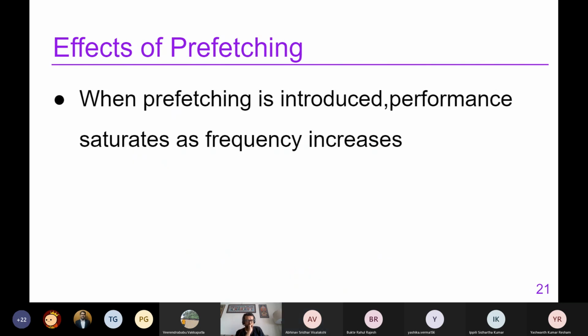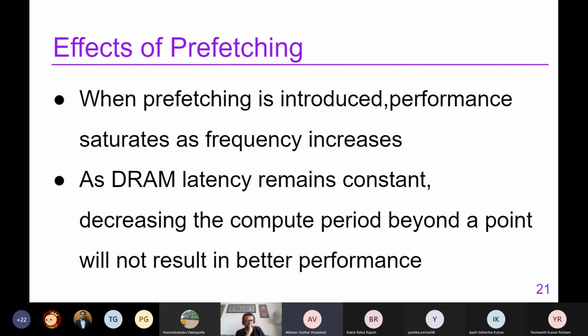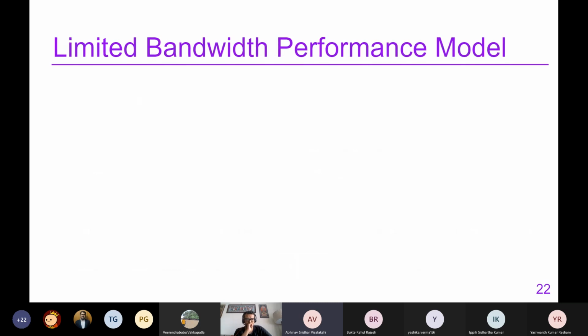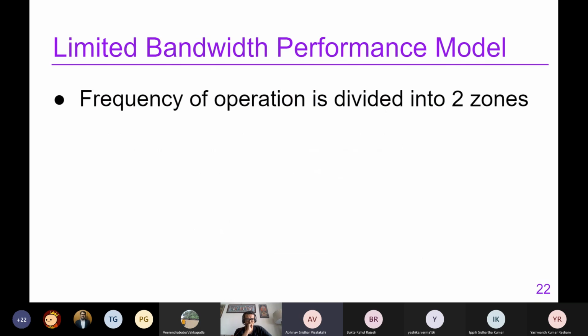So as I said, the performance saturates as frequency increases. This is because as DRAM latency remains constant, decreasing the compute period beyond the point will not result in better performance. So to model this, they introduce something called a limited bandwidth performance model, or BW.